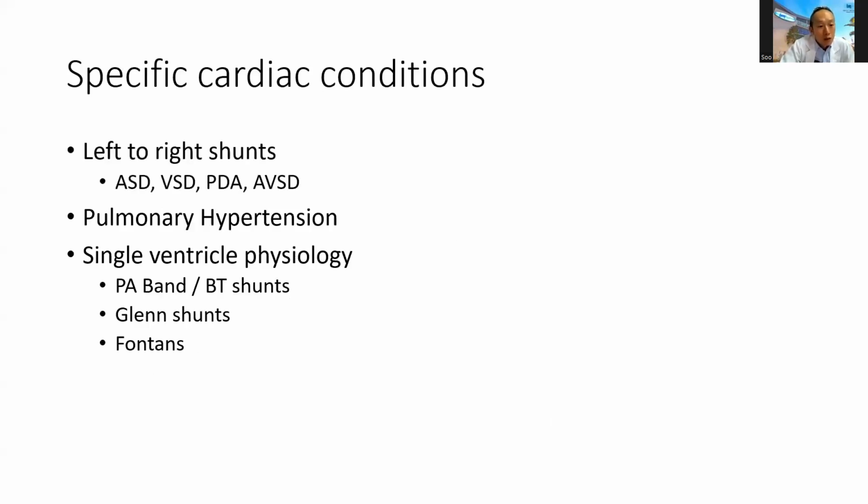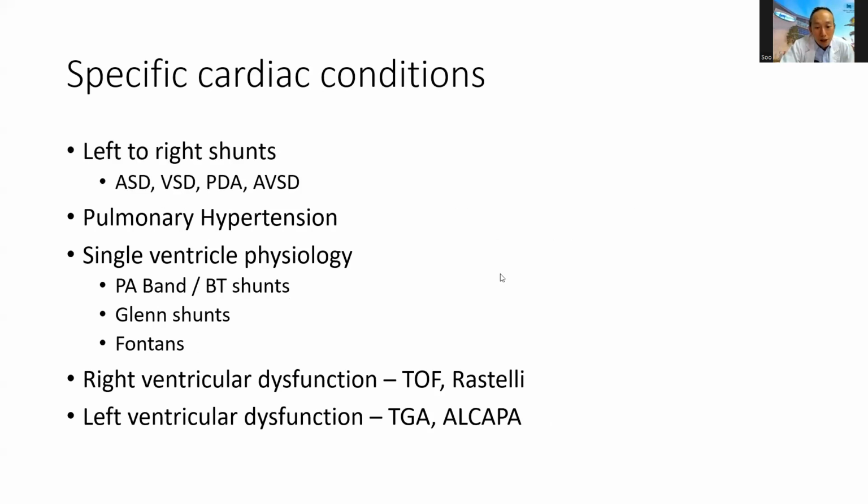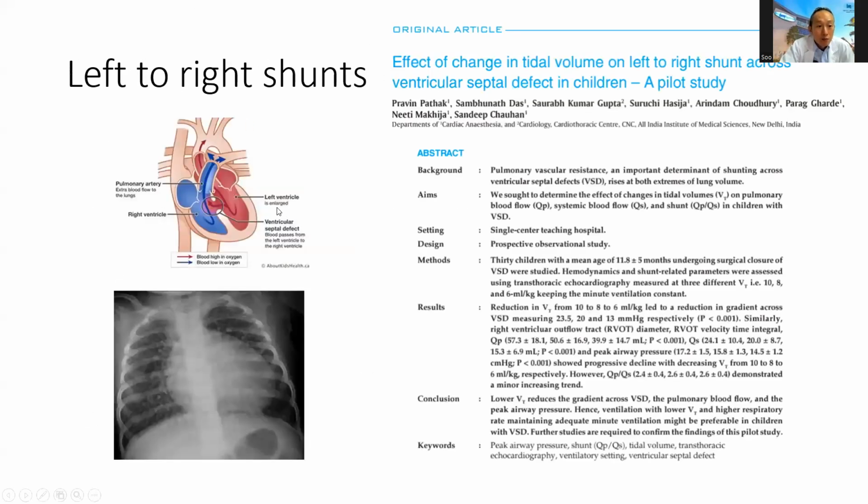Okay, what about the specific cardiac conditions? So we will talk a few about this, then it is easier for y'all to ask later about what y'all do at your site. So the left to right shunt, what are left to right shunt lesions? Left to right shunt lesions are things like ASD, VSD, PDA, AVSD. These are the common left to right shunts.